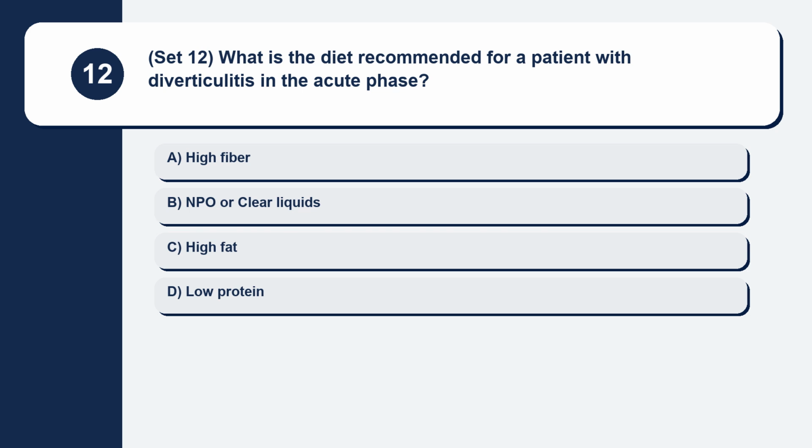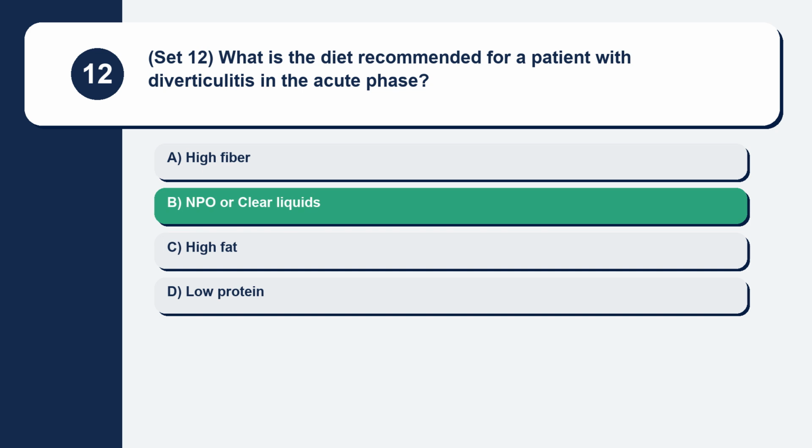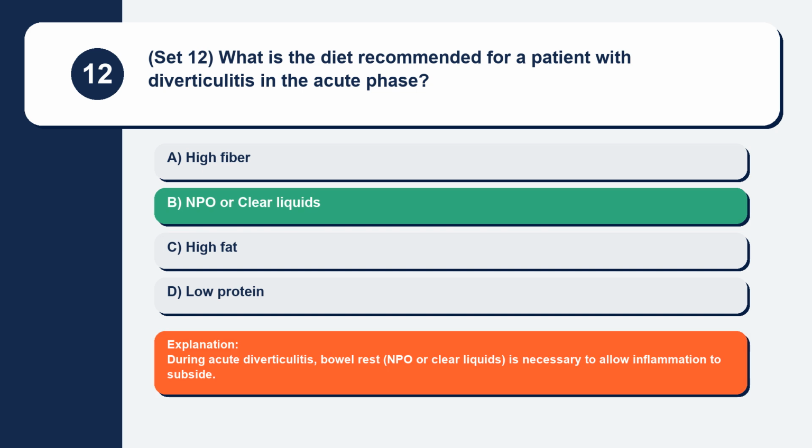Question 12. Set 12. What is the diet recommended for a patient with diverticulitis in the acute phase? High fiber, NPO or clear liquids, high fat, low protein. During acute diverticulitis, bowel rest, NPO or clear liquids, is necessary to allow inflammation to subside.